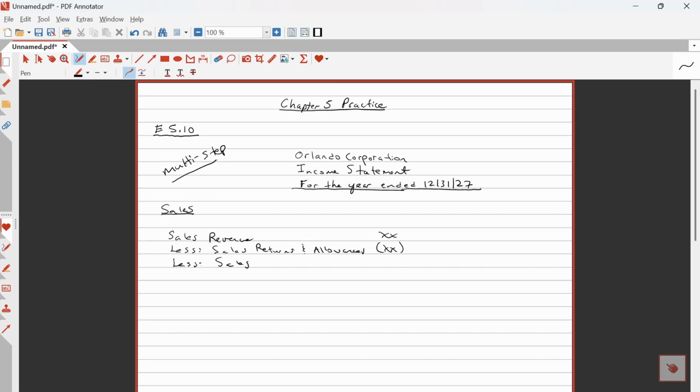Sales returns and allowances and sales discounts are contra accounts to sales revenue. They reduce gross sales revenue. So this is gross sales revenue. Subtract the balance in sales returns and allowances and sales discounts, and you'll get what's called net sales revenue. You need to know that formula for the exam. Net sales revenue equals sales revenue, gross sales revenue, minus sales returns and allowances minus sales discounts.